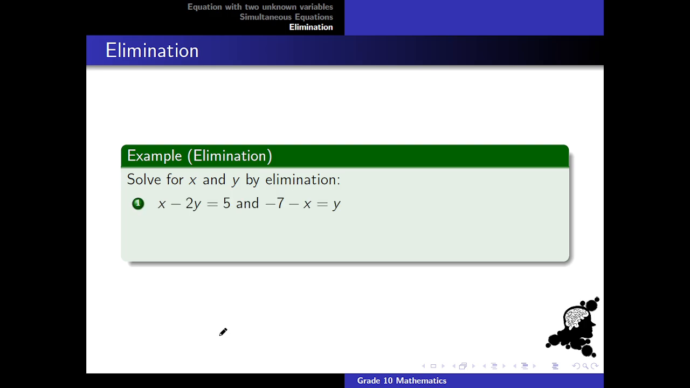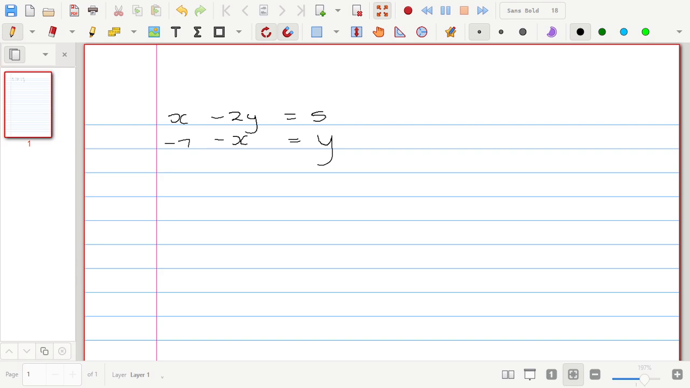So here we've got our first set of equations. We've got x minus 2y is equal to 5. Then we have minus 7 minus x is equal to y. Now, let's go to the writing pad and let's actually see how we could implement this.